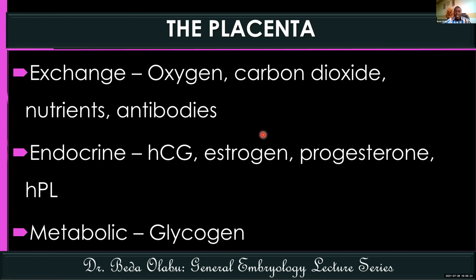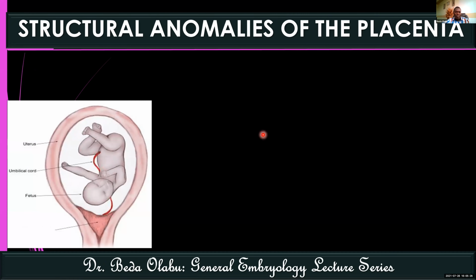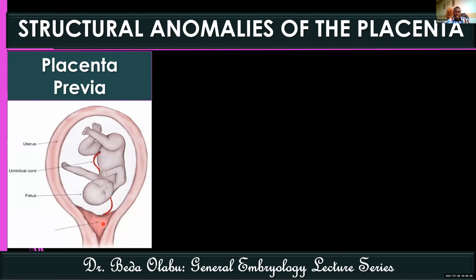Okay, let's talk about structural abnormalities of the placenta. In the first image, we see a placenta that is lower down in the birth canal. In our previous talk, we called this placenta previa. Placenta previa is a low-lying placenta.